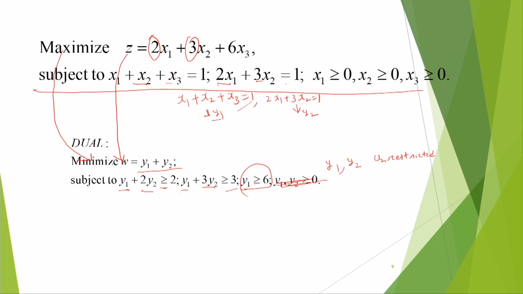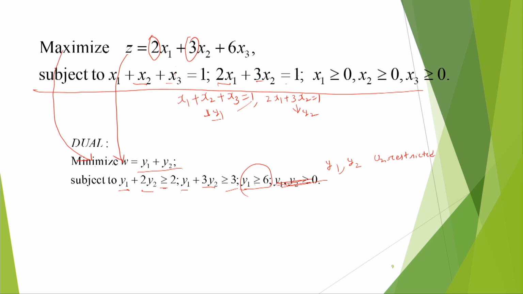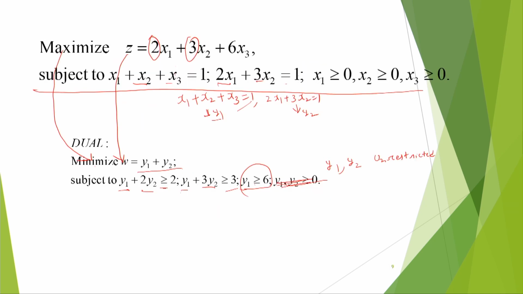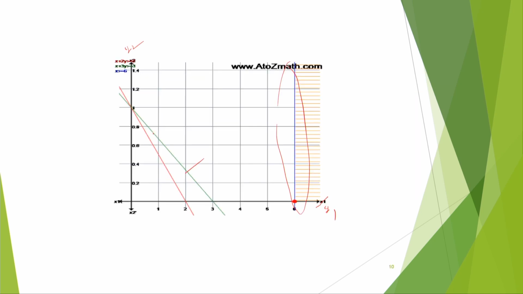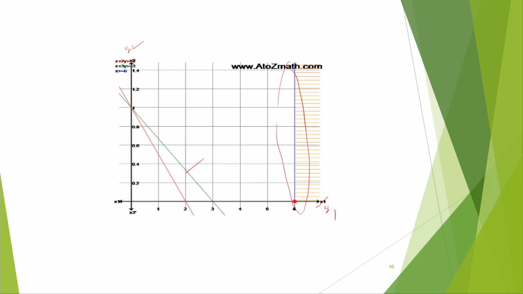So one constraint is that y1 is greater than or equal to 6. That means you have to be on this side, and on this side you have these types of constraints. y1 plus 2 y2 equal to 2, that line you have drawn, and then y1 plus 3 y2 greater than 3, that one also you have made, but it is showing this side, and another constraint says that it has to be greater than this one, 2. So these two things are immaterial, that means they are redundant.